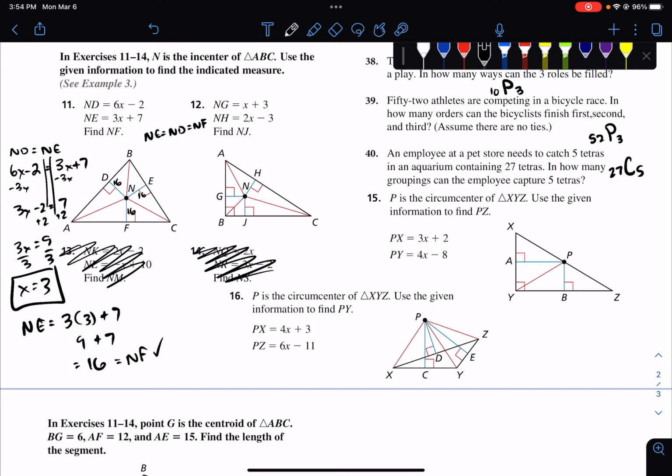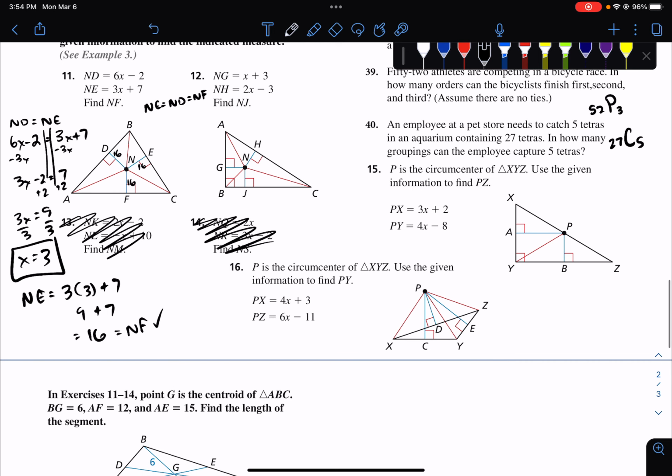So I'm done. Number 12, you're going to do the exact same way. Follow those same steps to do number 12. Number 16 and 15 over here on the right, this one doesn't give me the incenter. This one gives me the circumcenter, which is another point that you really need to know.